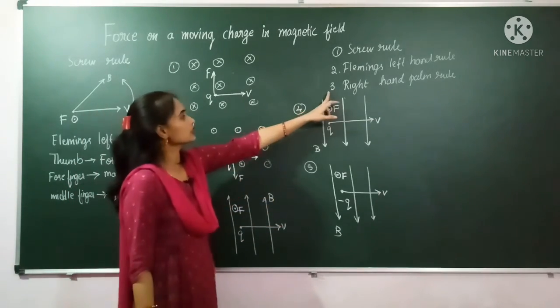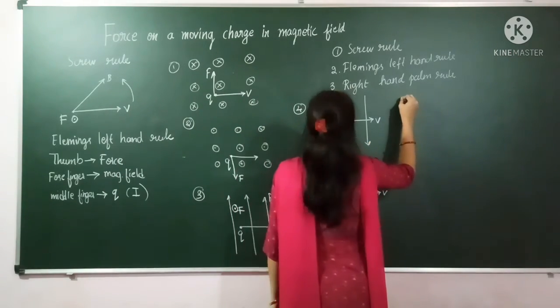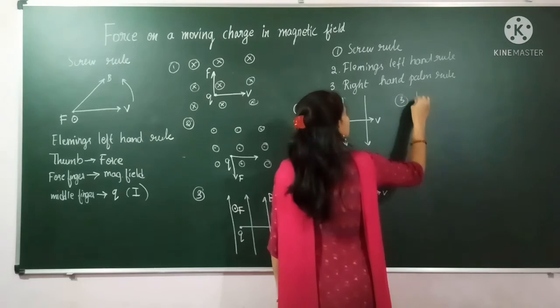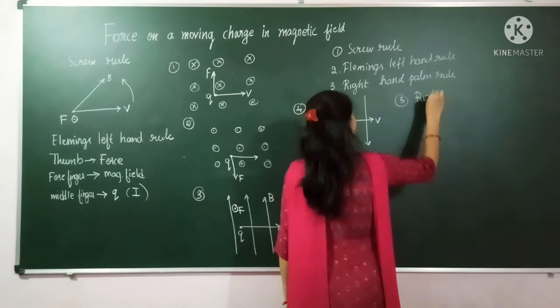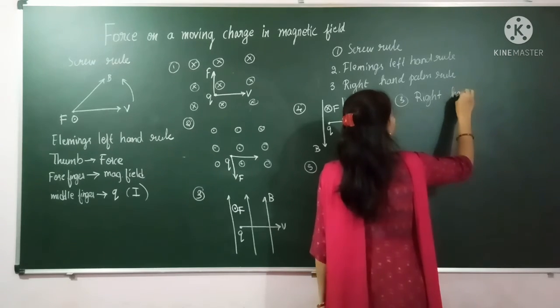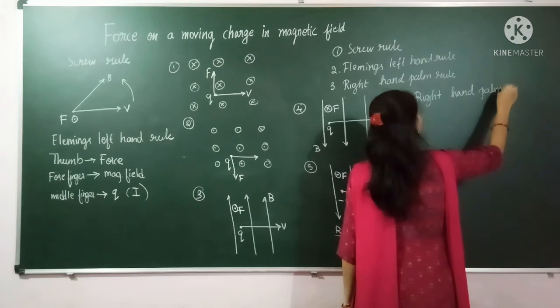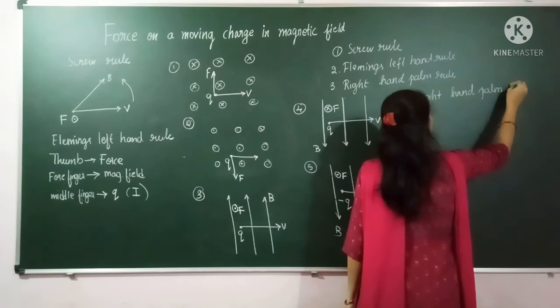So next, the third one is the right hand palm rule. Now we will use the right hand palm rule. The right hand palm rule is also called the magical rule, because it is very easy among all these three rules.